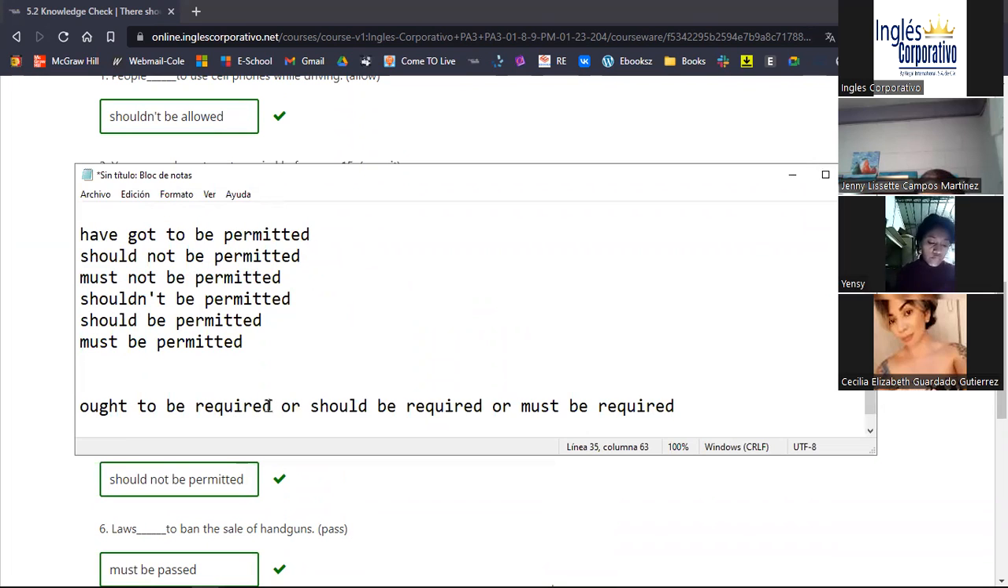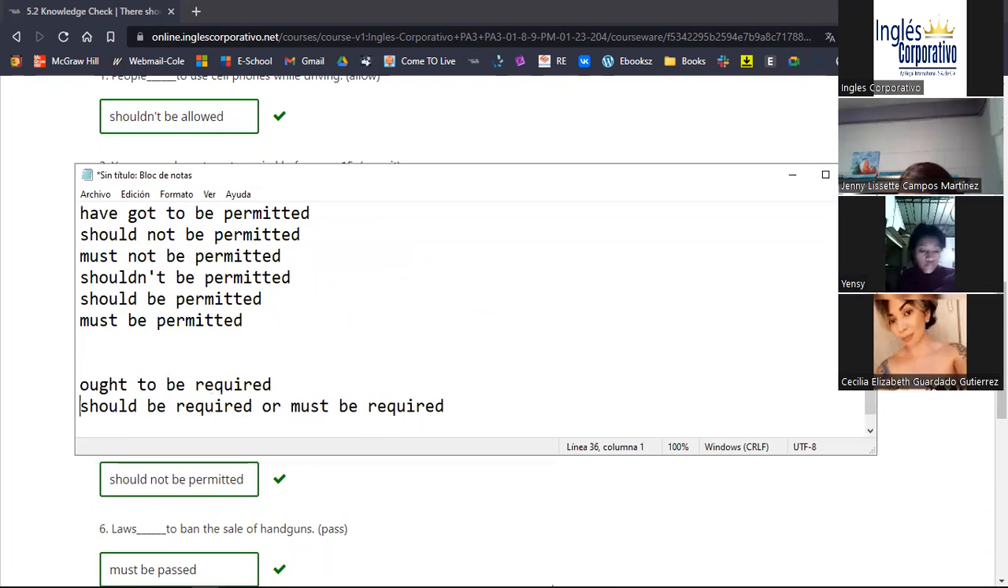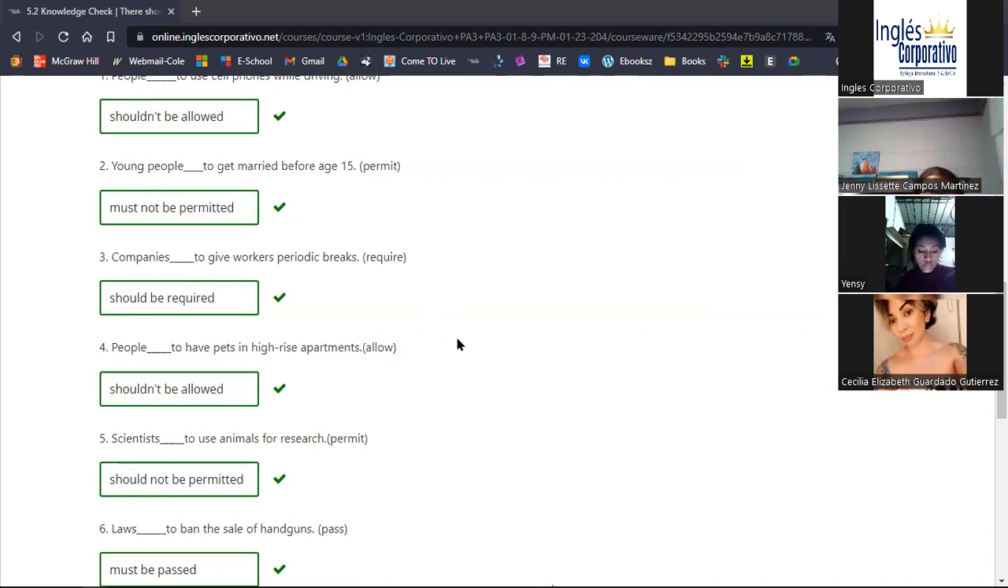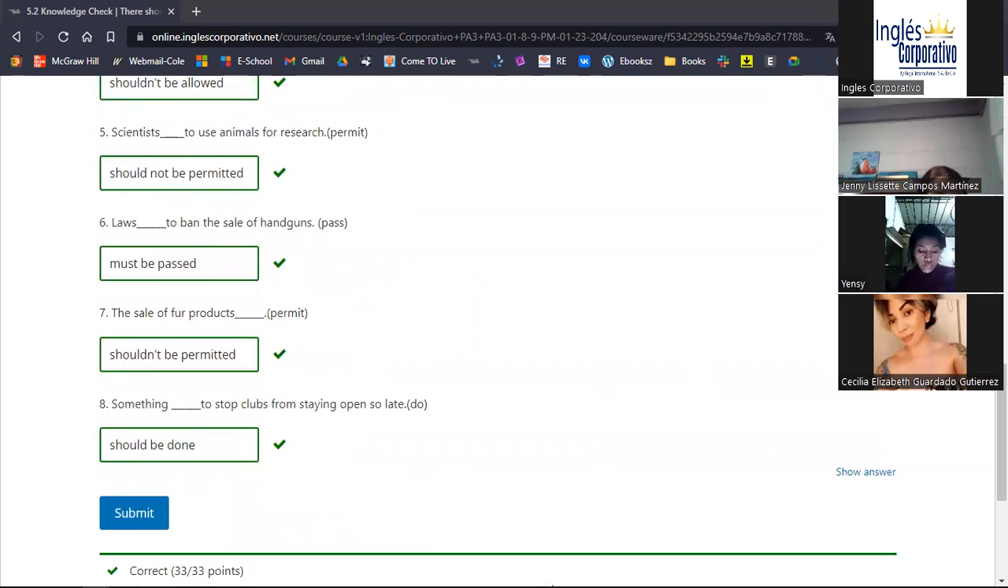The options for number three are this. Ought to be required. Should be required. Or must be required. Ought to be required is similar to have to. Okay, and the pronunciation, if I'm not mistaken, is ought. Ought to be required. Correct. Okay. Any other question, guys?